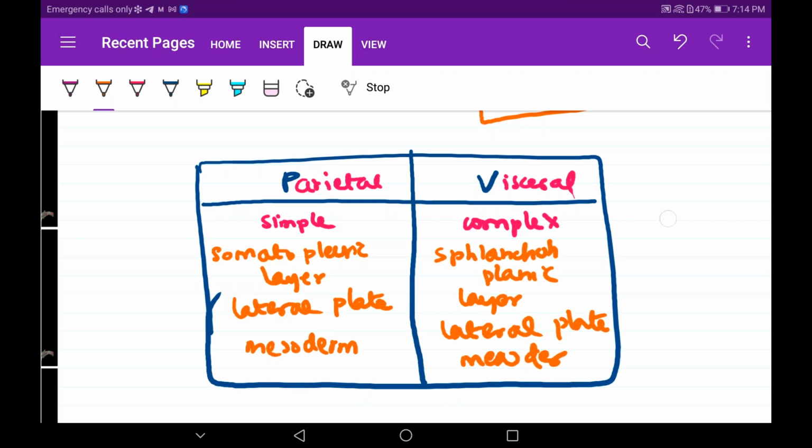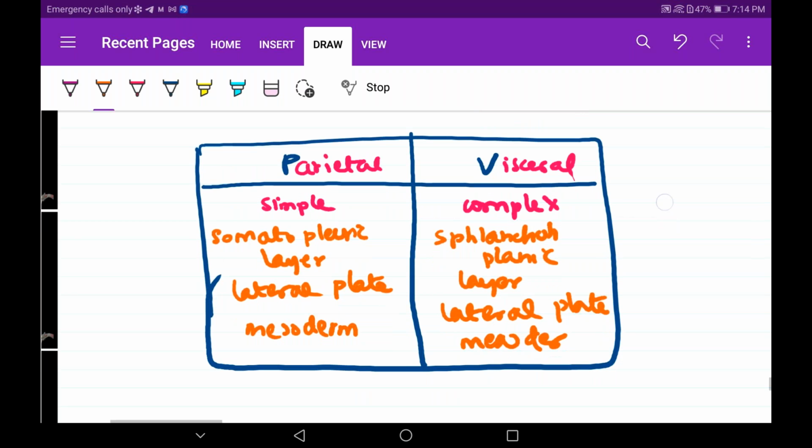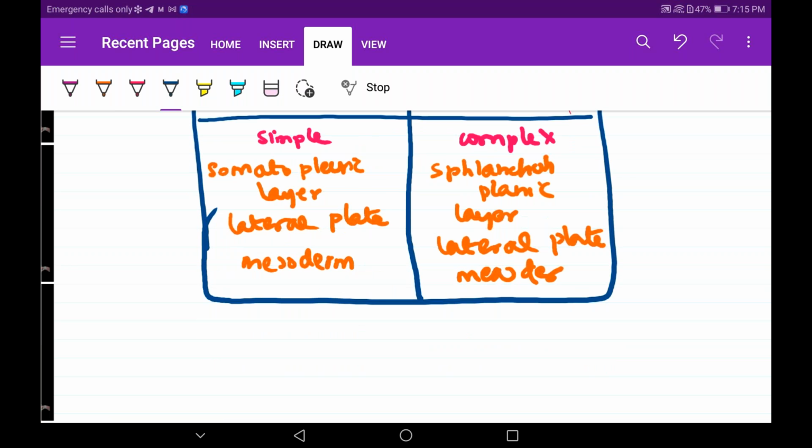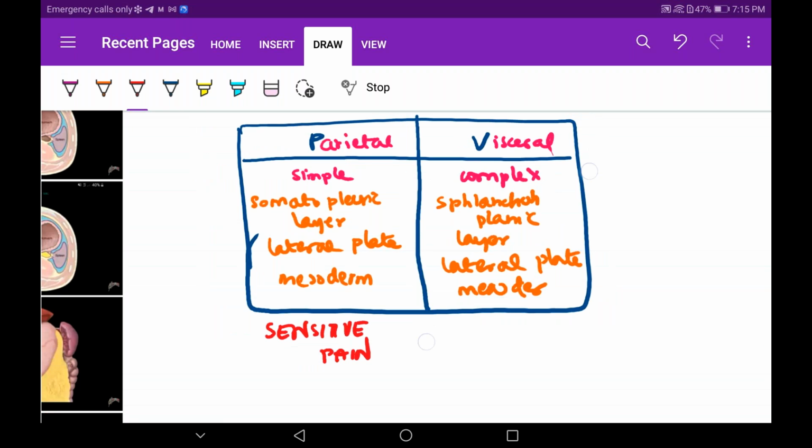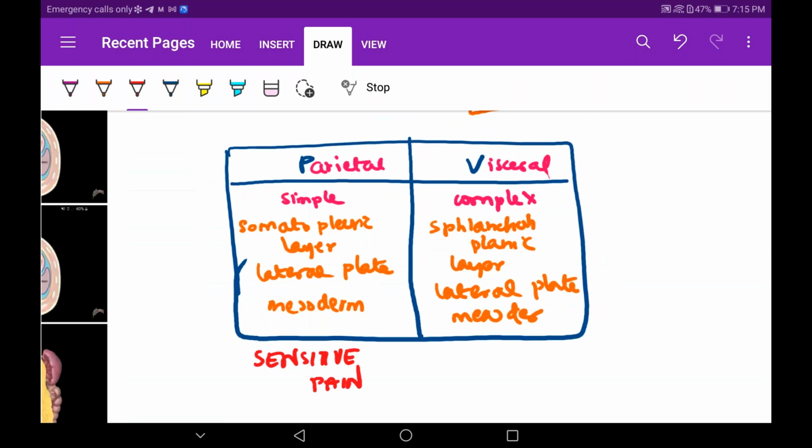Another very important point apart from these two points is that the parietal peritoneum is sensitive to pain. Note this down, everybody, or take a screenshot if you want to. Sensitive to pain, whereas this is not sensitive to pain. You have to know this. I think we have differentiated very nicely.